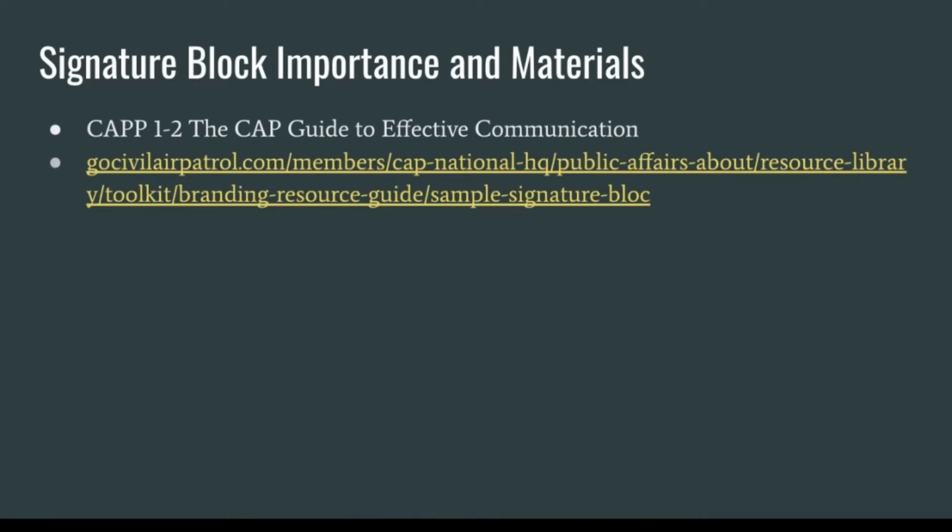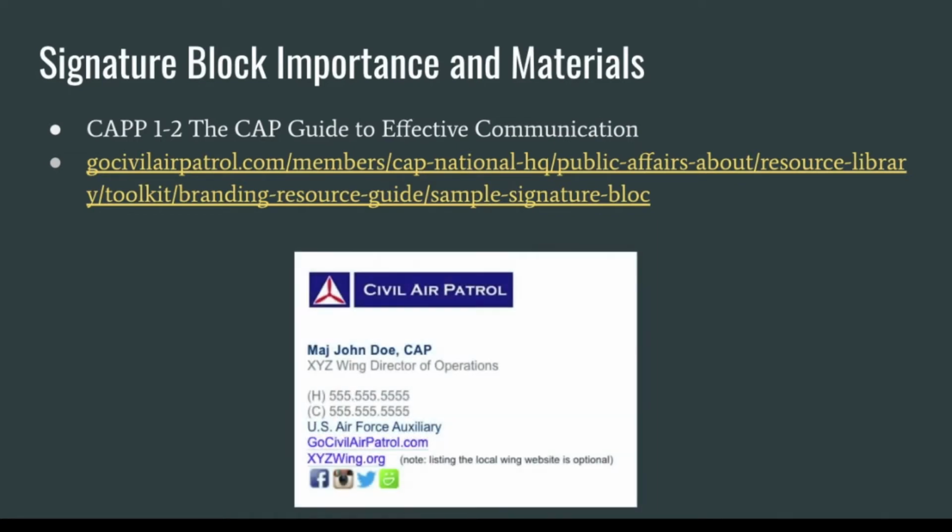Some references we will be using are the CAPP-12, the CAP Guide to Effective Communication, and the Sample Signature Block from the Go Civil Air Patrol website, which can be accessed through the link here or by simply looking it up. Here is a sample signature block that will be included at the end of every email you send, though with your personal information substituted, of course. Note that these steps we will be going over today are for implementing a signature in Gmail.